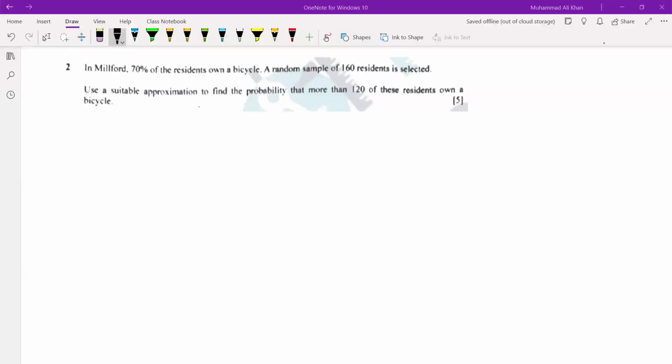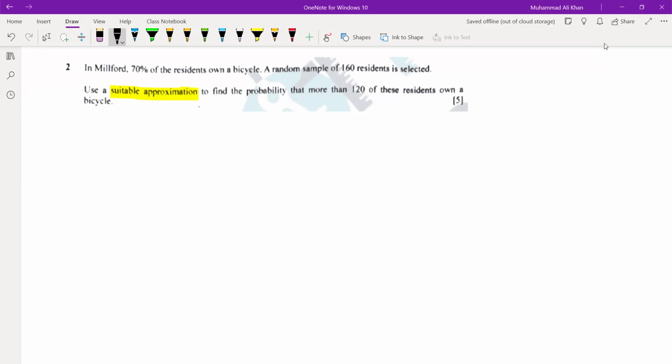Now, question number 2: in Milford, 70% of the residents own a bicycle. A random sample of 160 residents is selected. Use a suitable approximation. Whenever we see this suitable approximation in the question, it means it's a normal question. The given conditions are of binomial, and we have to convert this question into normal, and then we have to calculate the answer.